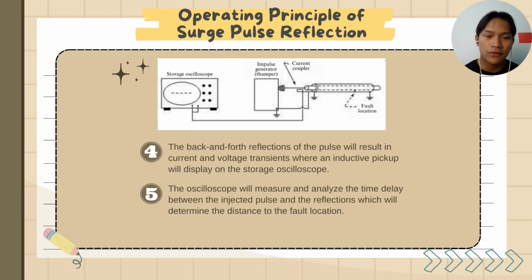So these back and forth reflections of the pulse between the fault and the impulse generator will result in current and voltage transients, which an inductive pickup will display on the storage oscilloscope. The oscilloscope will then measure and analyze the time delay between the injected pulse and the reflections, which will determine the distance to the fault location.